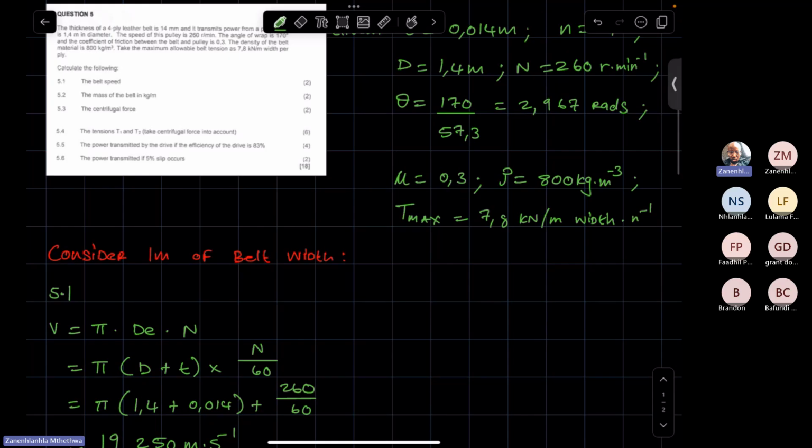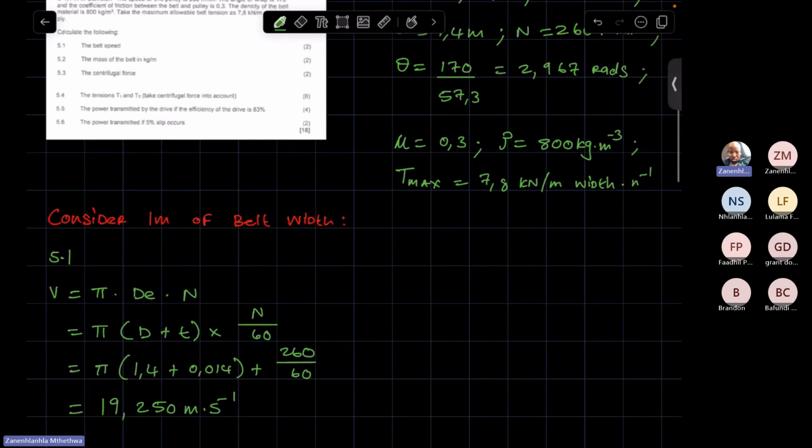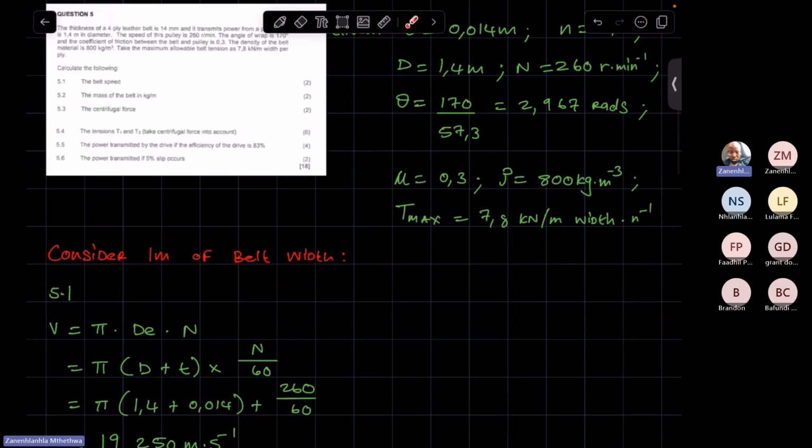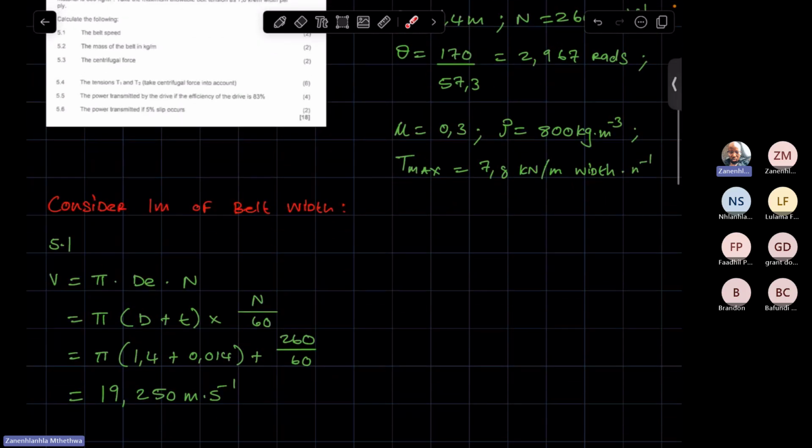5.4, calculate the tensions, T1 and T2, of course, taking centrifugal tension into account. So like I said in our last session, it is standard that if the speed of the belt is above 12 meters per second, you consider centrifugal tension.